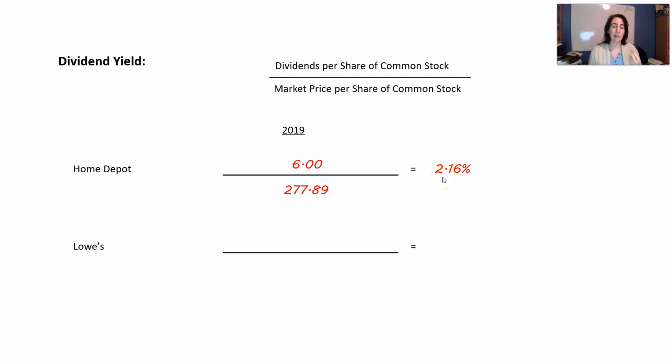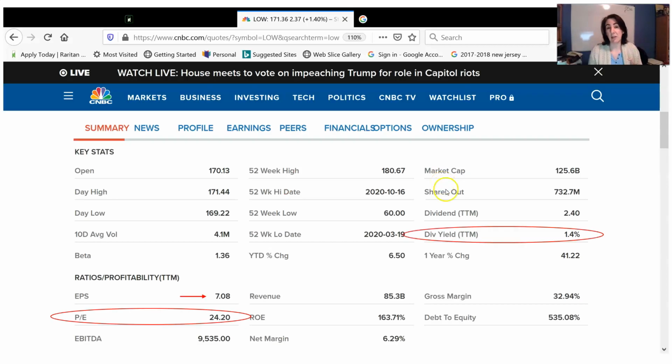So basically, you laid out $278, you got back $6 in dividends. Is that good? Well, it's really only a 2% return. Hopefully you're earning more than that on most of your investments, but better than negative, I guess, right?